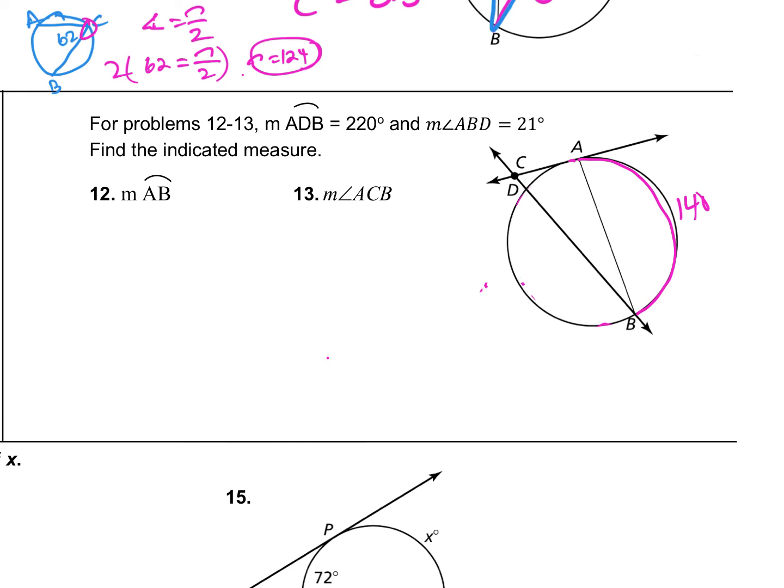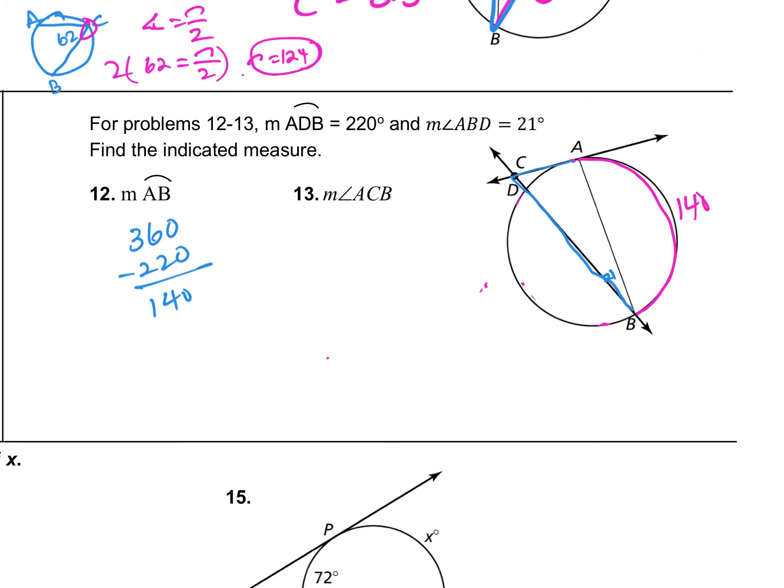All right, so now we know that it says angle ABD is 21. So this right here is 21. So what we're trying to find is A to B, which we did. 360 minus 220 gives me 140. So that's what we have right there in pink. Then now we're trying to find angle A, C, B.